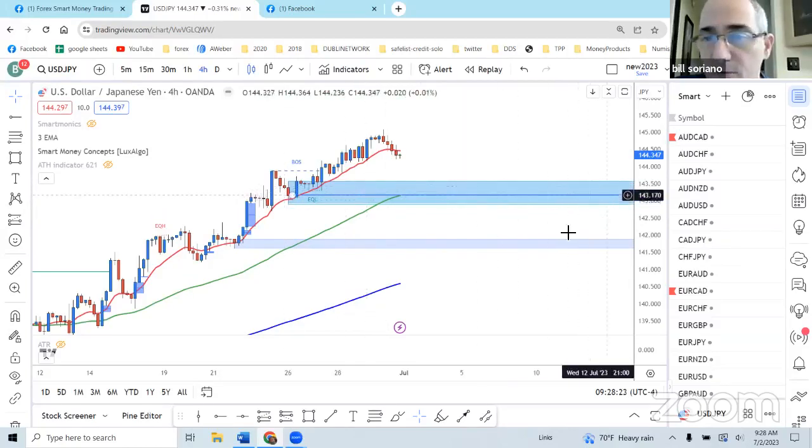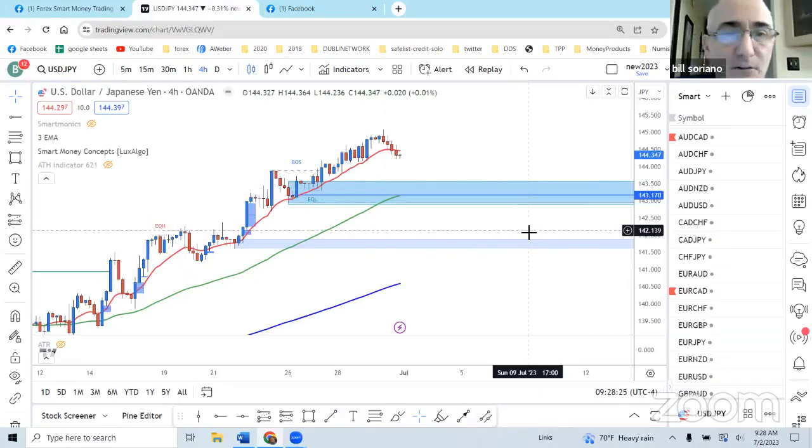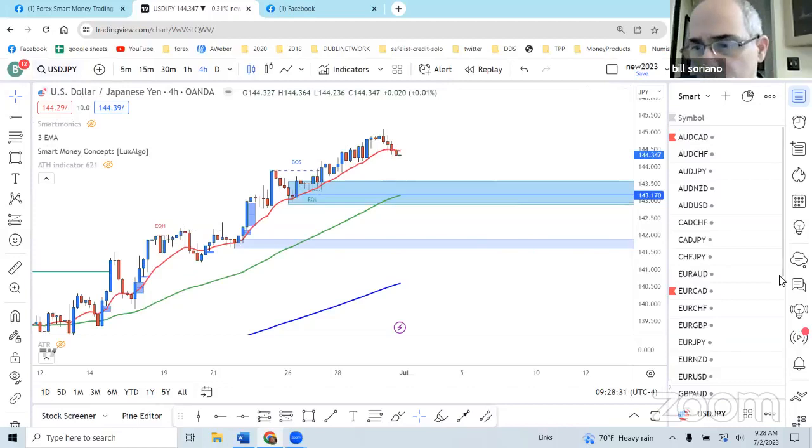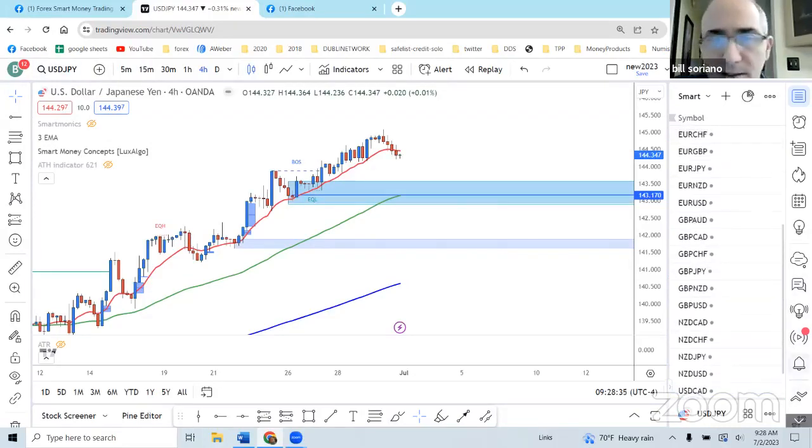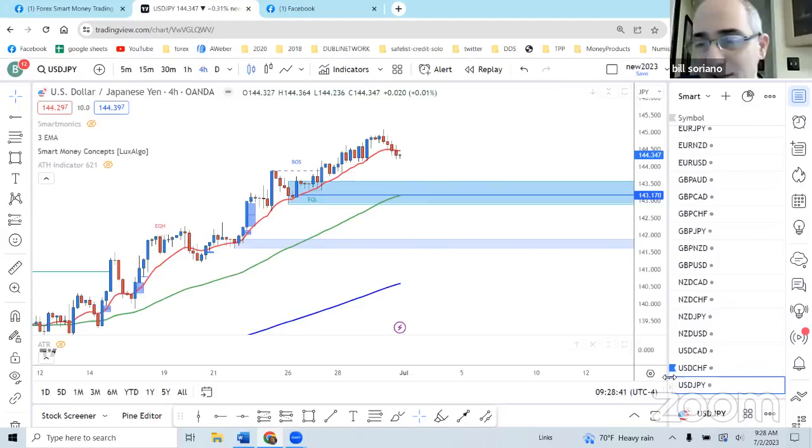So that's what we're looking for. We're looking for that blue line. So we're looking for price, and if we're actually in USD JPY right now. It didn't change. I was wondering why. Okay, so this is USD JPY. So we're at the bottom of our watch list right now. So how about today we start at the bottom and we work our way up.